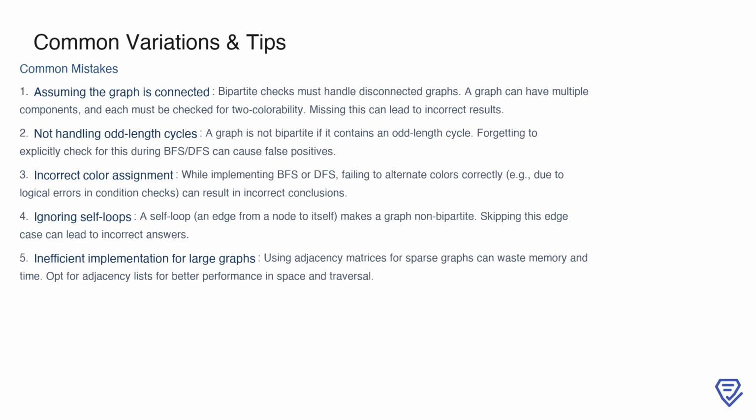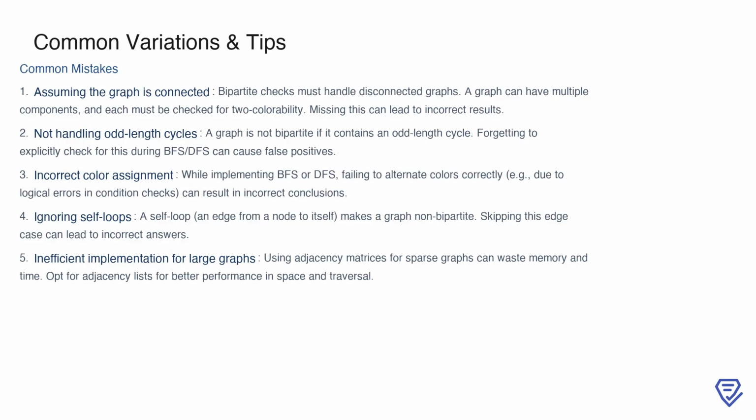Remember, a graph is not bipartite if there's an odd-length cycle, so your BFS or DFS implementation must explicitly account for this. Incorrect color assignment is another frequent issue. This happens when logical errors in your traversal lead to improper alternation of colors, which can skew your results. Additionally, don't ignore self-loops. A self-loop, where a node has an edge pointing back to itself, automatically makes the graph non-bipartite, and skipping this edge case can lead to flawed conclusions.